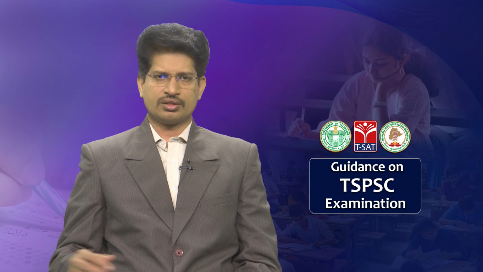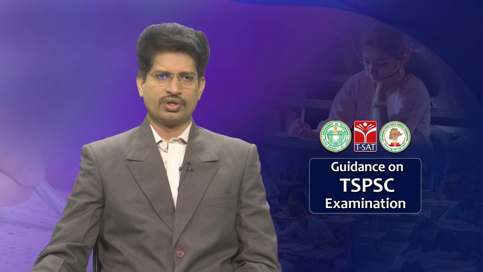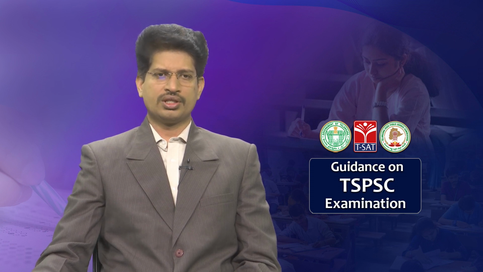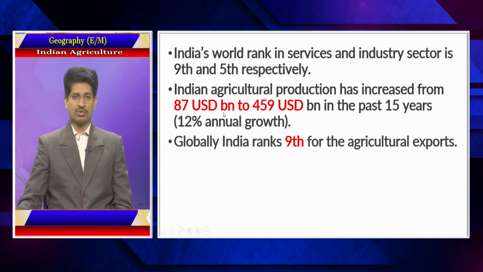Indian agriculture production has increased from $87 billion to $459 billion in the last 15 years. There is an annual increase of 12% of agricultural production. This might be a question. Anything can be converted in terms of amount of US dollars, in terms of billions. The percentage of growth rate of agriculture production can be an objective bit. So it is a 12% annual growth rate.